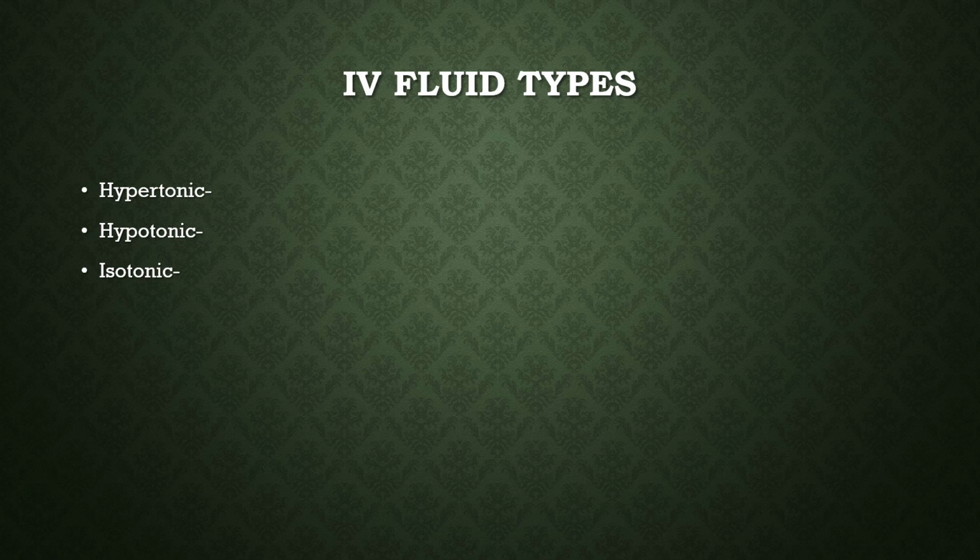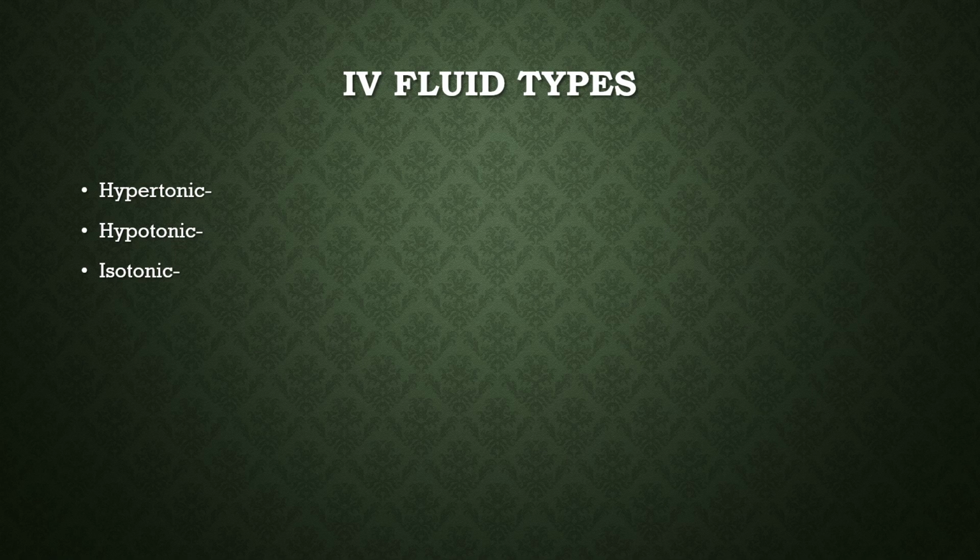So every fluid is typically a derivative of one of these three isotonic fluids. For example, we have normal saline, which is isotonic, but they also make 0.45 normal saline. Well, it wouldn't be normal saline then. Or they also make 0.225 saline. So 0.45 is half of what's in your blood, right? If 0.9 is isotonic, then 0.45 is half of that. So that would be hypotonic.